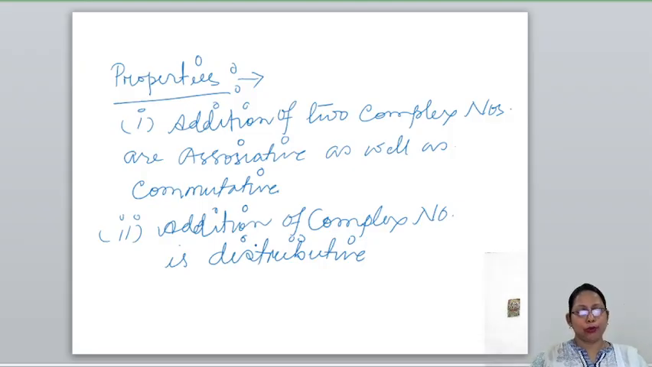In the next lecture we will discuss the modulus and conjugate of a complex number. With this I would like to conclude. Thank you.